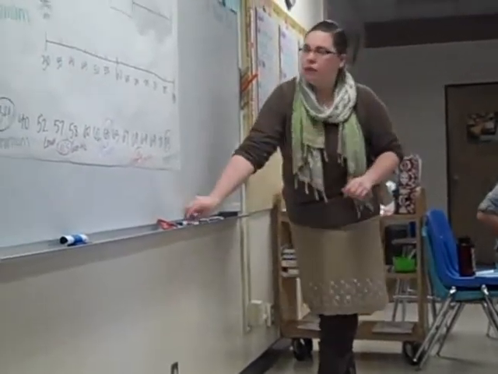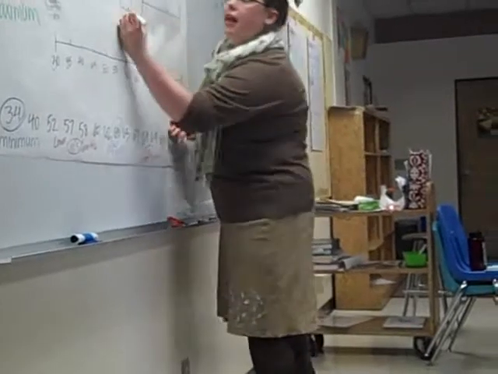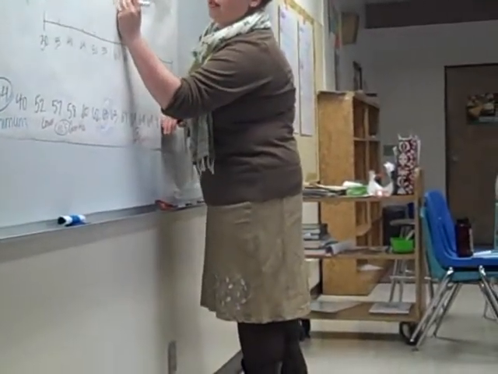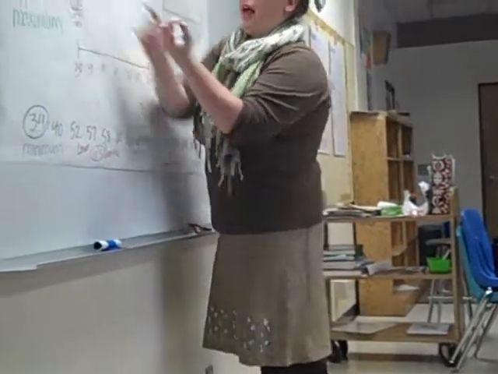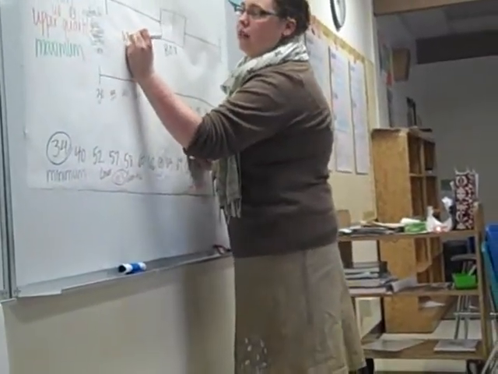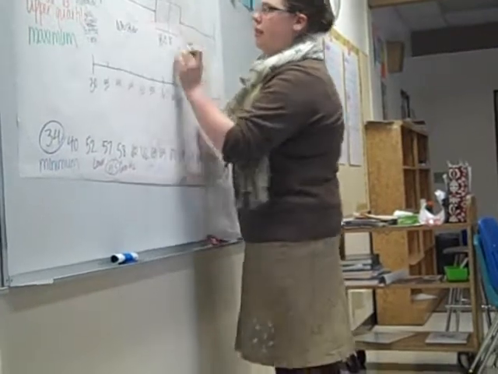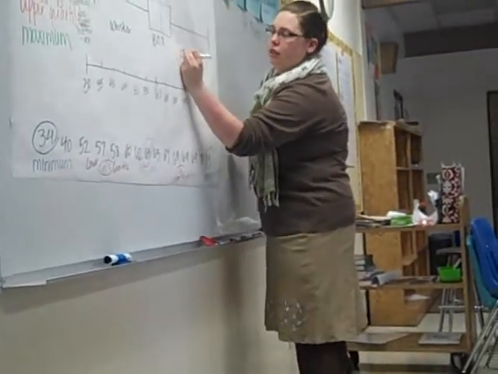Okay, so let's just label a couple things here. Like I mentioned, this is called the box. Okay, it's the whole thing, both parts. This line out this direction is called the whisker. This side is also called the whisker.